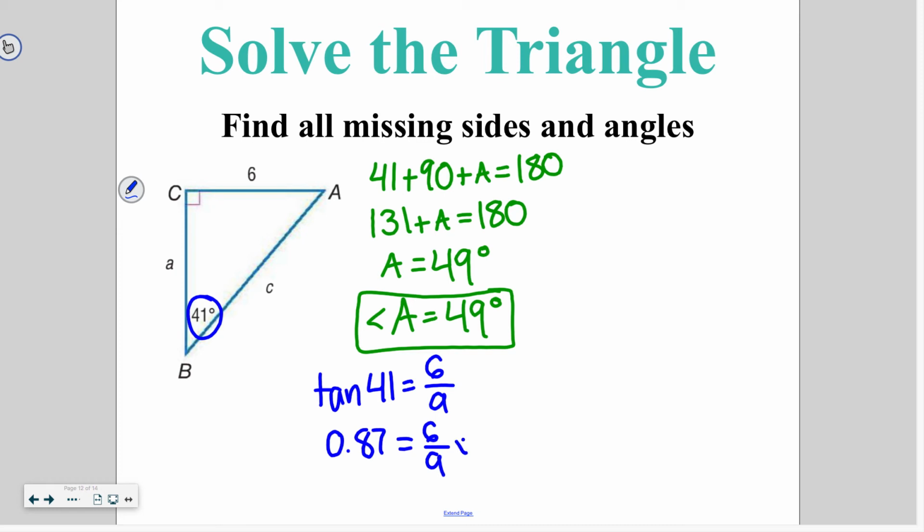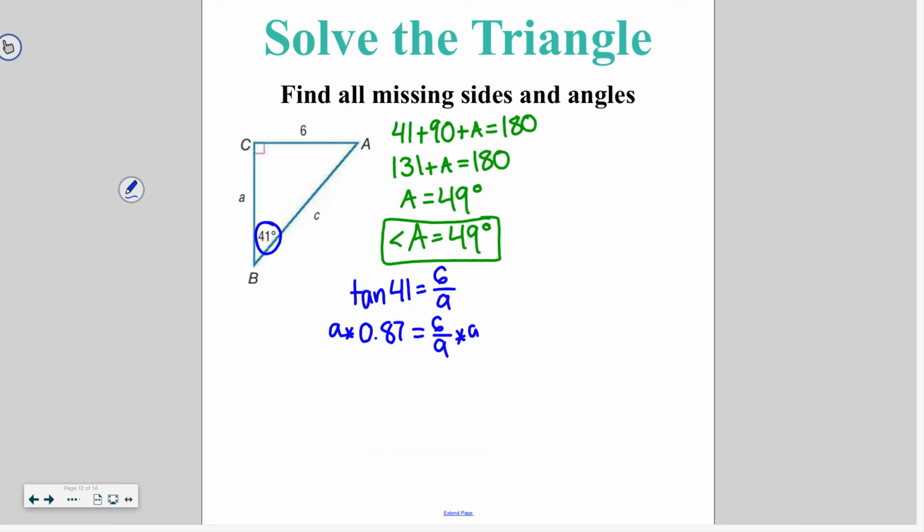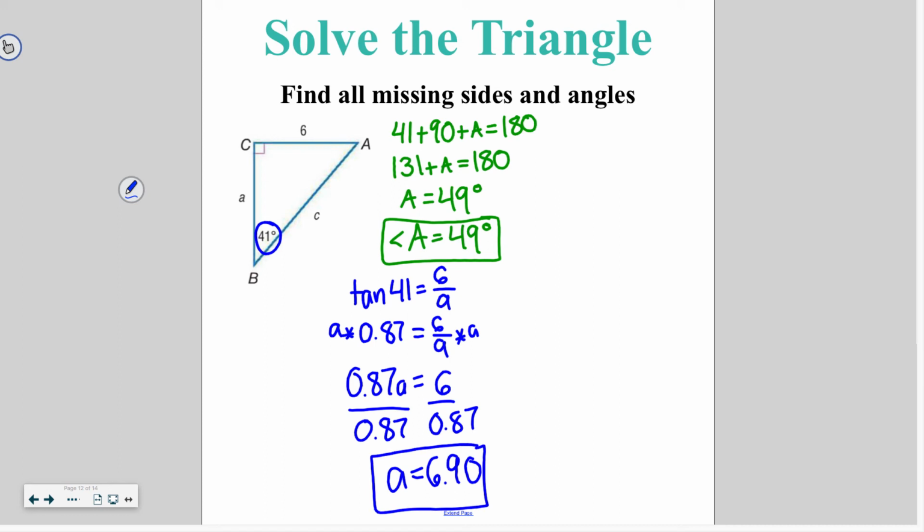Tangent of 41 gives me 0.87, which is currently equal to 6 over a. To get rid of the a on the bottom, I'm going to multiply both sides by a. So I've got 0.87a is equal to 6. To solve that problem, I'm going to divide both sides by 0.87, and I'm going to get an a value of 6.90.